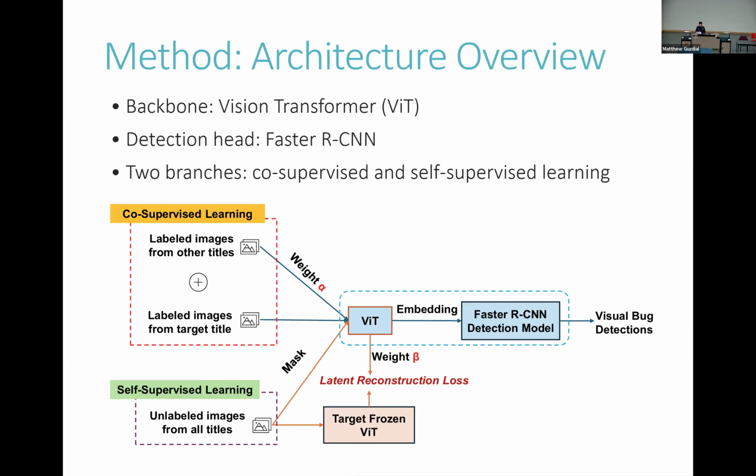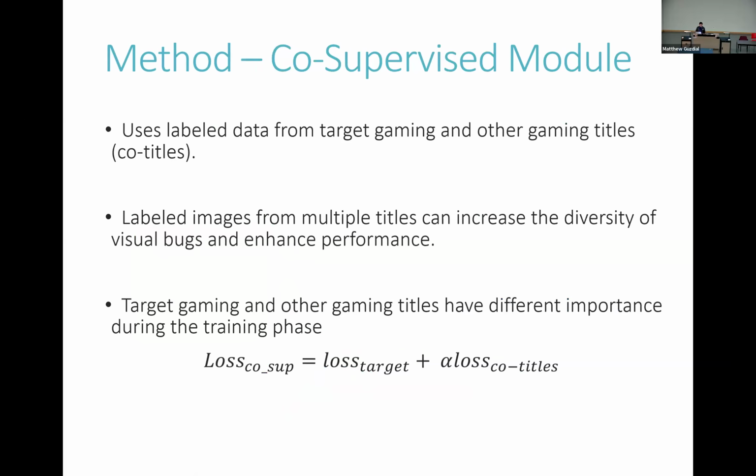So here I show the proposed architecture, the SAFETY architecture, and you can see from this figure it includes two parts: the co-supervised learning and the self-supervised learning, and it also has the backbone. Here we use the vision transformer. It can be any other model like ResNet. It also includes the detection head, and we use the Faster R-CNN detection head. So I will introduce the two parts: the co-supervised module and the self-supervised module.